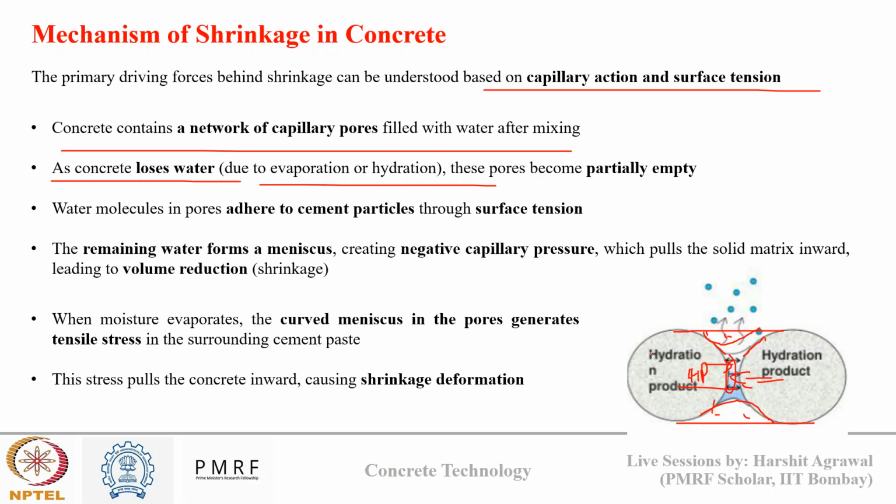Okay, so again I will explain what is happening. Concrete has capillary pores which are filled with water initially during mixing. Now due to drying, some of the moisture from the capillary pores is lost, so the remaining water forms a meniscus. It adheres to the surface of cement paste, and it forms a meniscus.